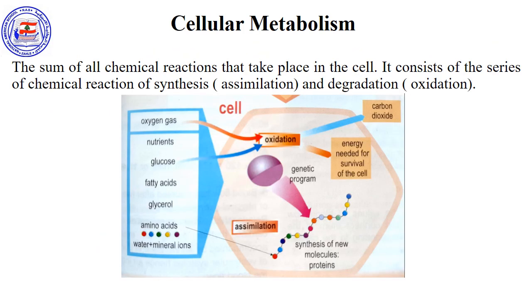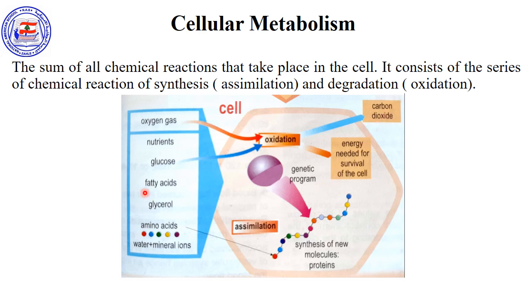Let's define cellular metabolism. Cellular metabolism is the sum of all chemical reactions that take place in the cell. It consists of the series of chemical reactions of synthesis, or assimilation, and degradation, also known as oxidation. So cellular metabolism consists of assimilation and oxidation. Look here, for example, in this picture. Here the cell can take oxygen gas and glucose to undergo oxidation. This oxidation produces energy and waste, for example, carbon dioxide.